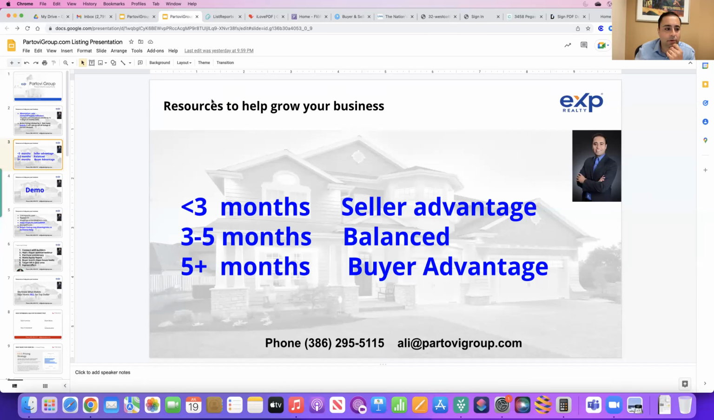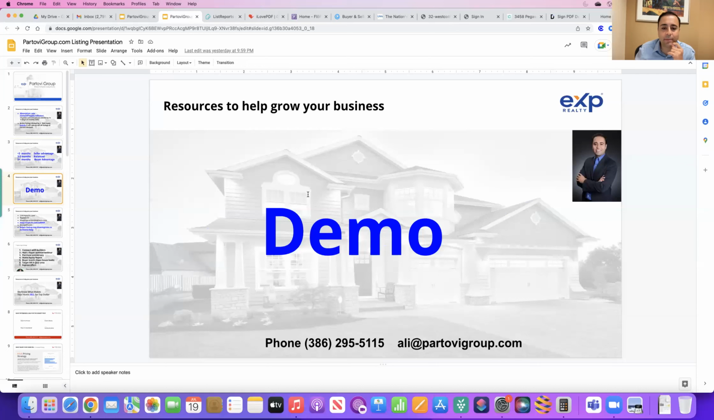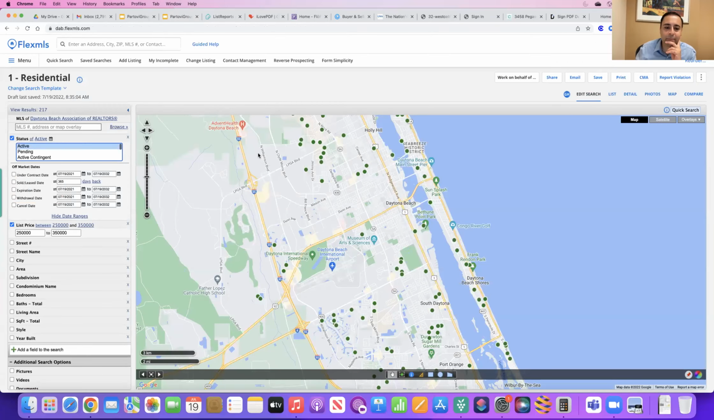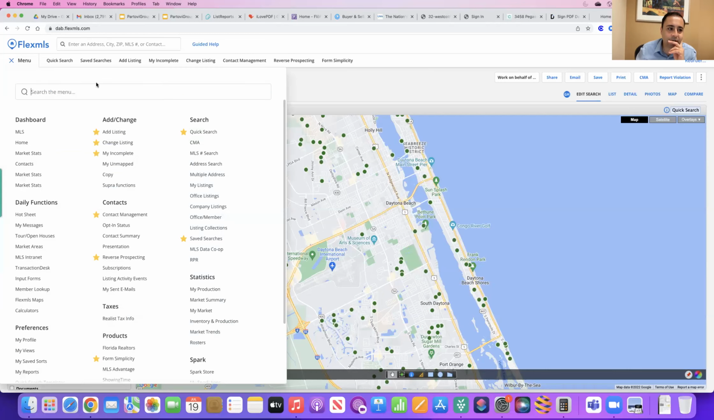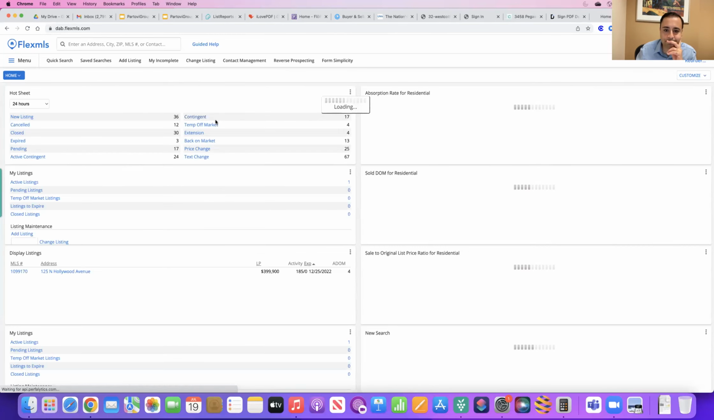Let me take a look real quick here. All right, we're going to jump into the demo because I think this is really where it's going to kind of, what do they say, tire meets the road or rubber meets the road. All right, I'm logged into one of the MLSs. This is the Daytona MLS here. I'm actually going to go to the main menu real quick.